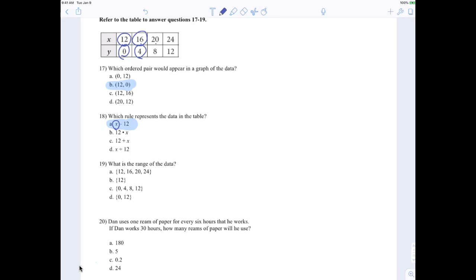And then we plug in 20 for x. If I plug in 20 for x, what's 20 minus 12? 8. That's where we go. Does everybody see that now, right? You're just trying to figure out what did we do to x to get to y. That's what they're asking.